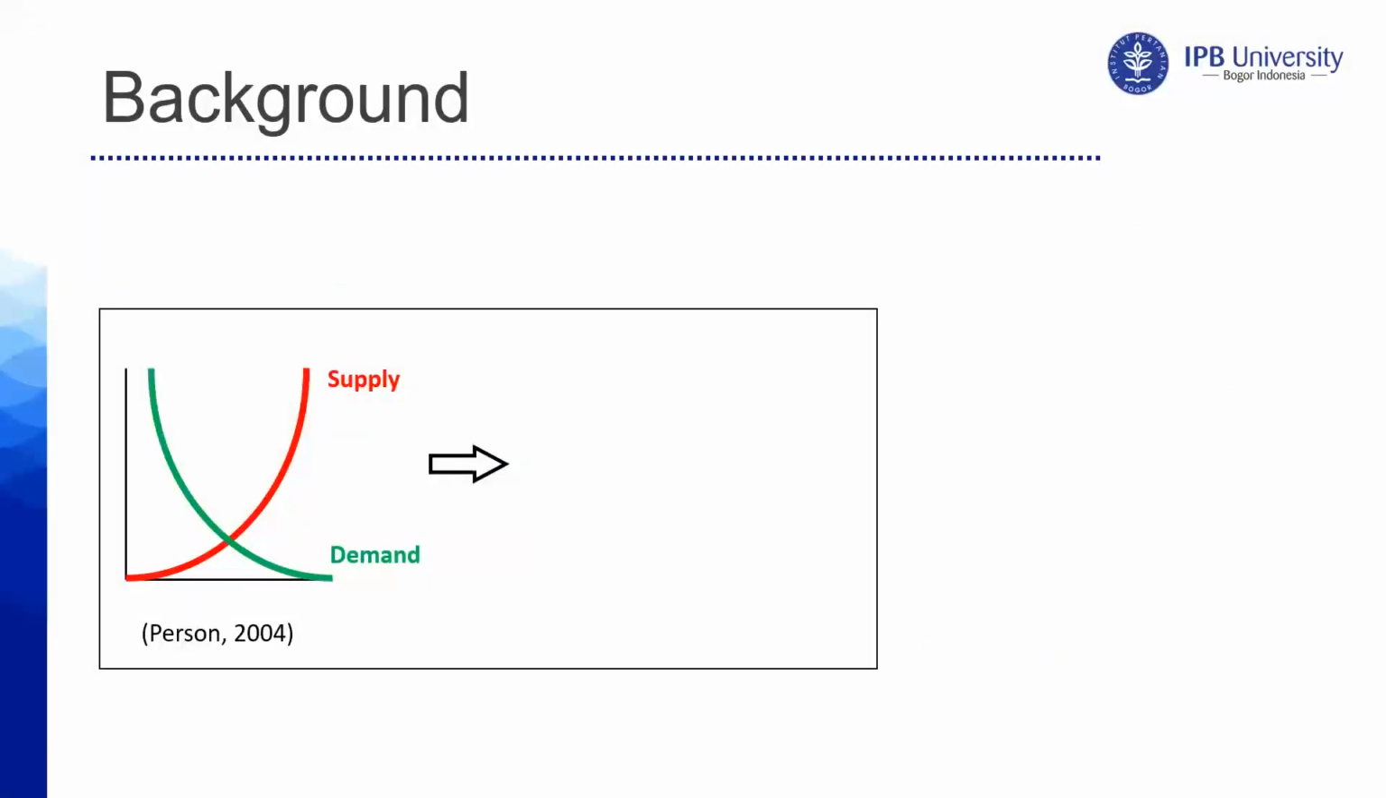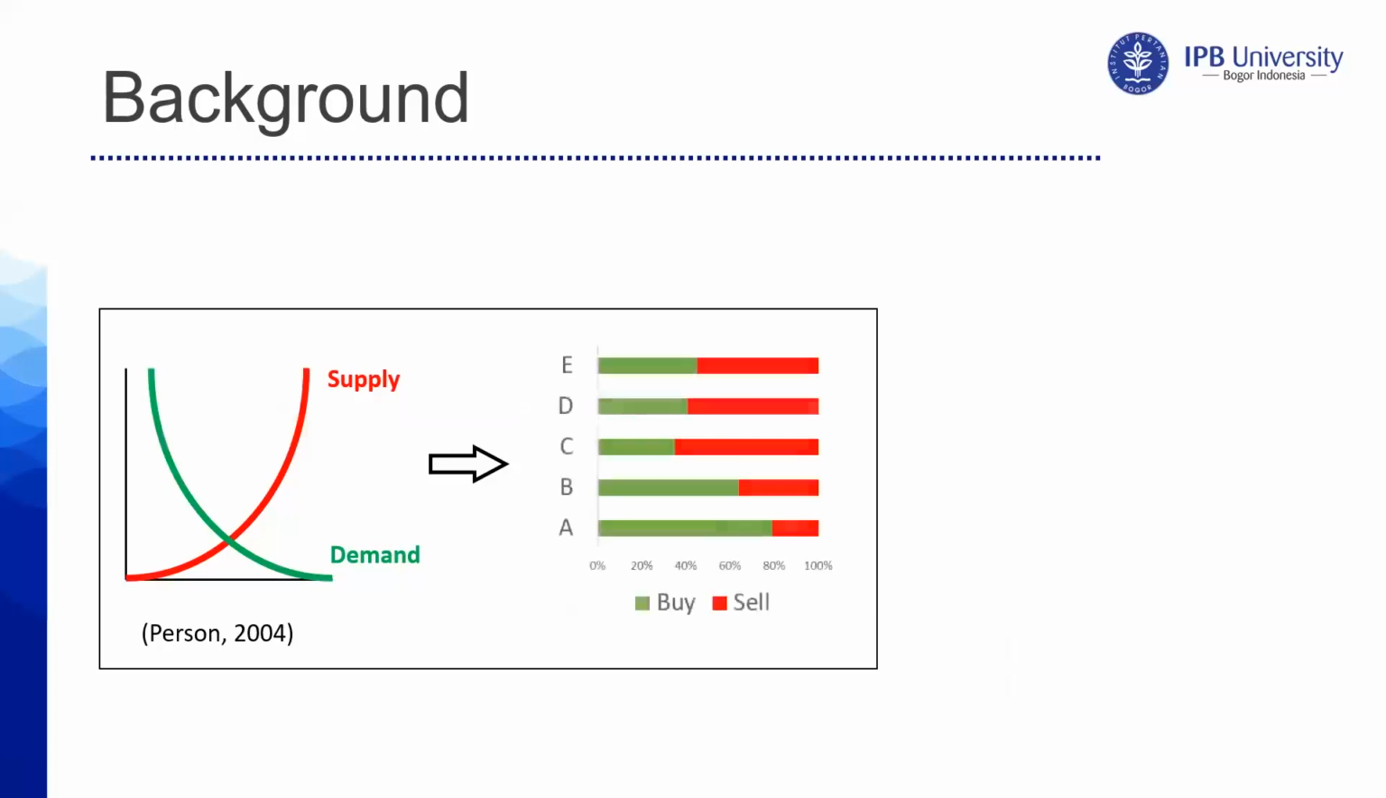Regardless of the above analysis, supply and demand is what determines the price, according to Pearson 2004. Supply and demand on the stock market can be seen through the order flow. How many people buy and sell a certain stock obviously will have an effect on the stock price.